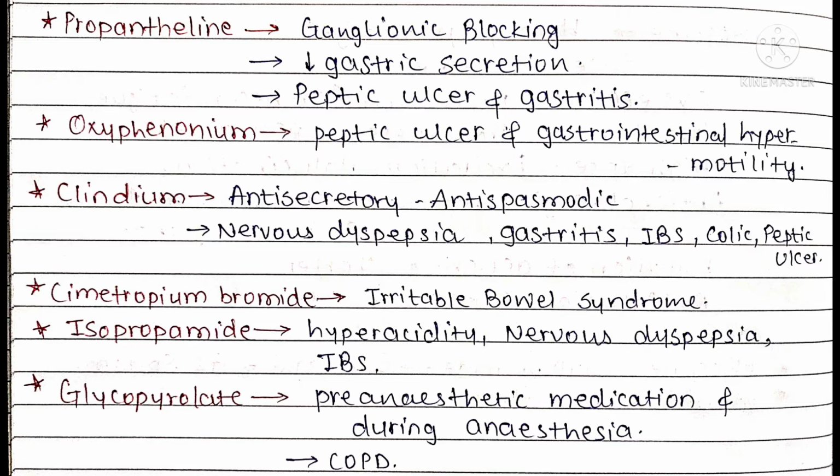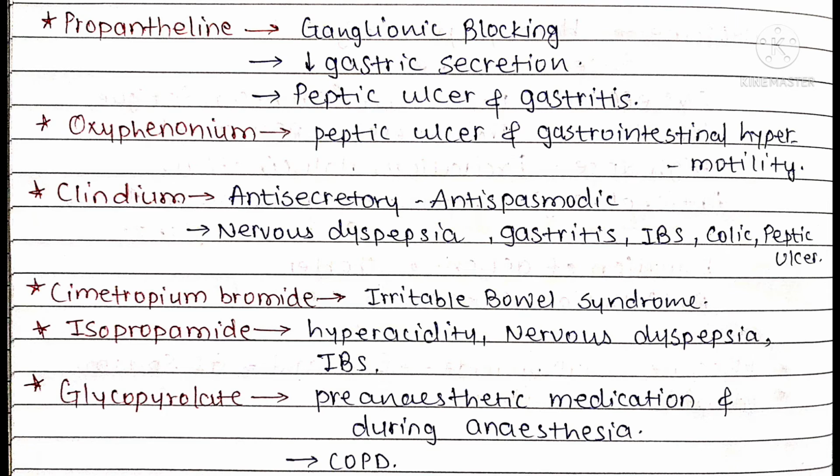Propantheline has ganglionic blocking property. It decreases the gastric acid secretion, so it is used in peptic ulcer and gastritis. Oxyphenonium is used in peptic ulcer and gastrointestinal hypermotility. Clidinium is used as antisecretory, antispasmodic in nervous dyspepsia, gastritis, IBS, colic, peptic ulcer. Cimetropium bromide is used in irritable bowel syndrome. Isopropamide is used in hyperacidity, nervous dyspepsia, IBS.